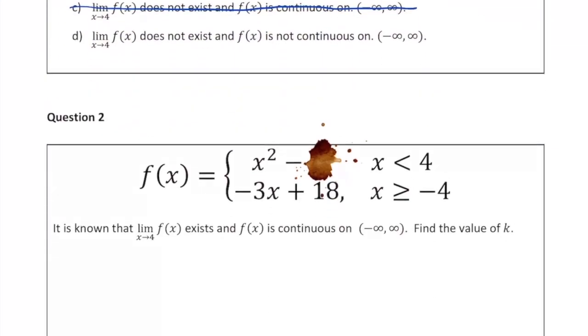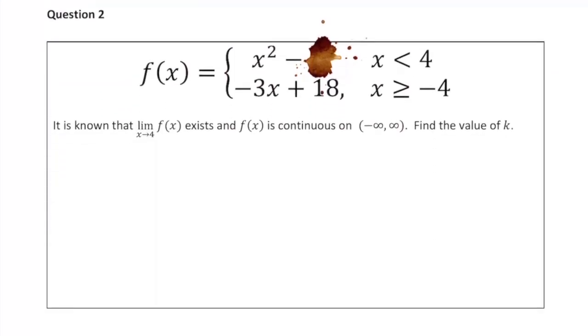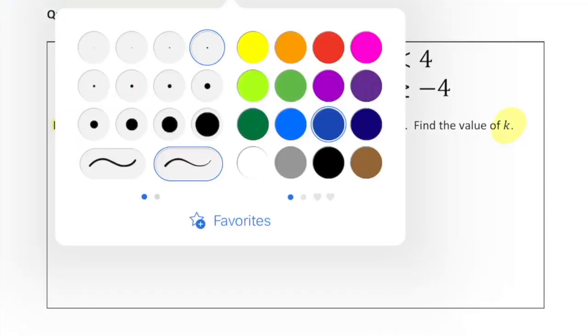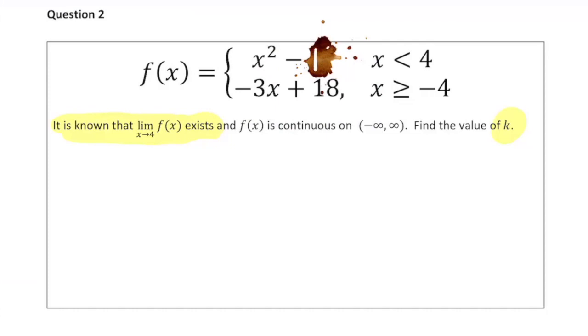So let's look at this new question I'm posing to you. Now it is stated that it's known that the limit as x approaches 4 of f of x exists, and that f of x is continuous on the interval negative infinity to infinity. Find the value of k, where k represents this secret unknown value that my coffee stain unfortunately covered up for us.